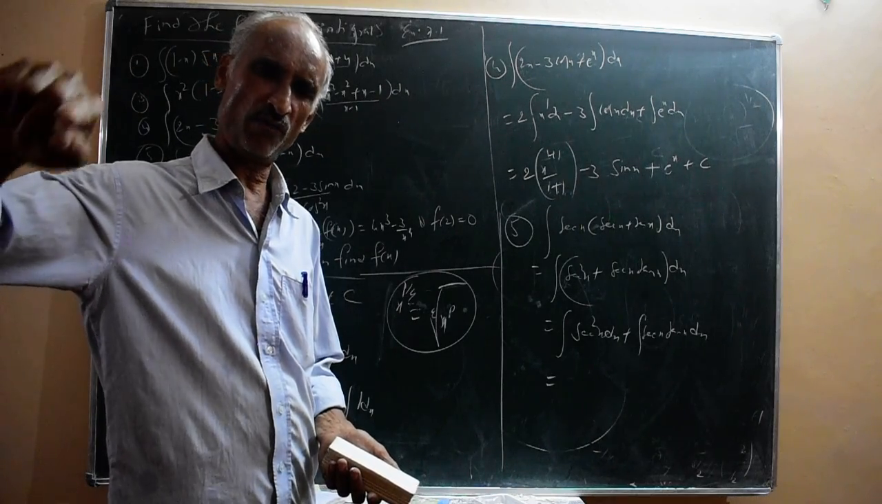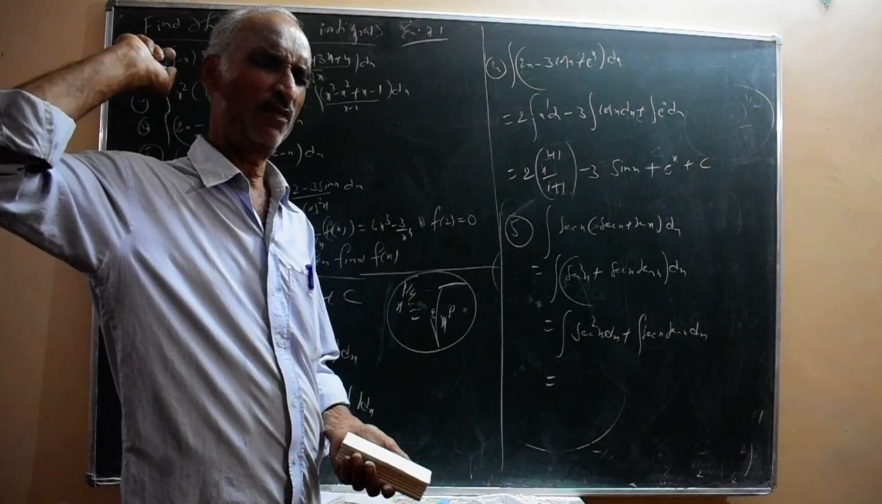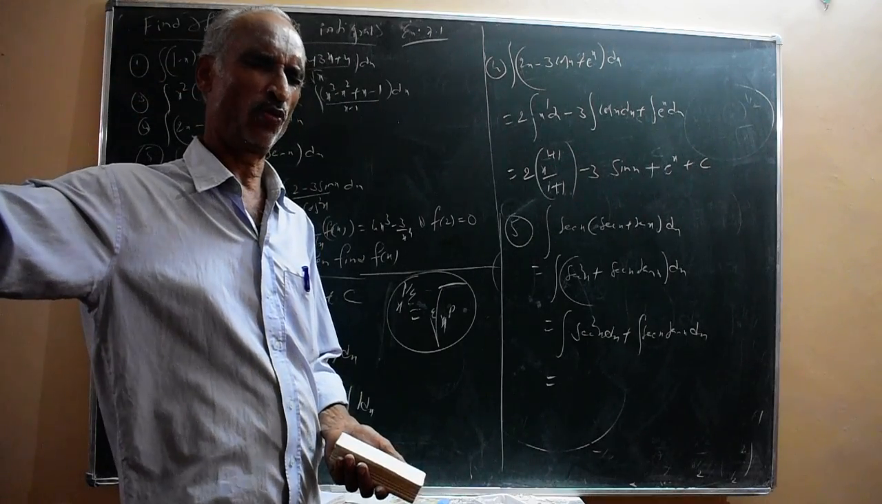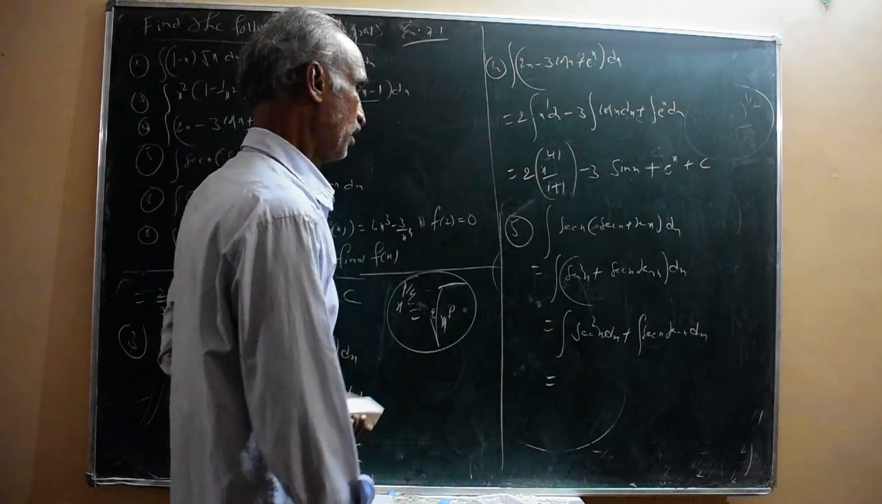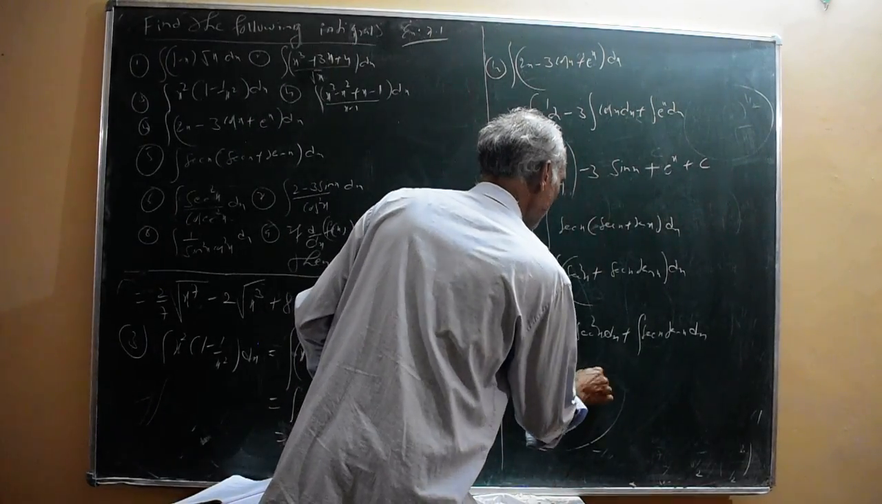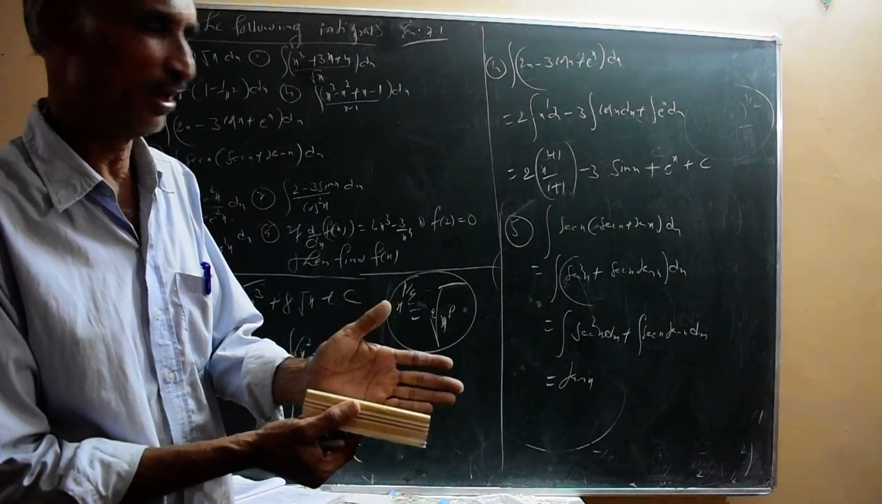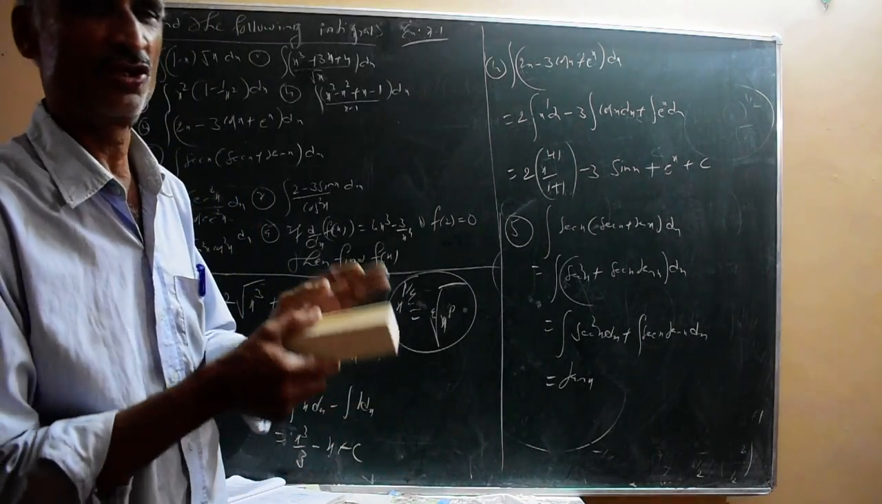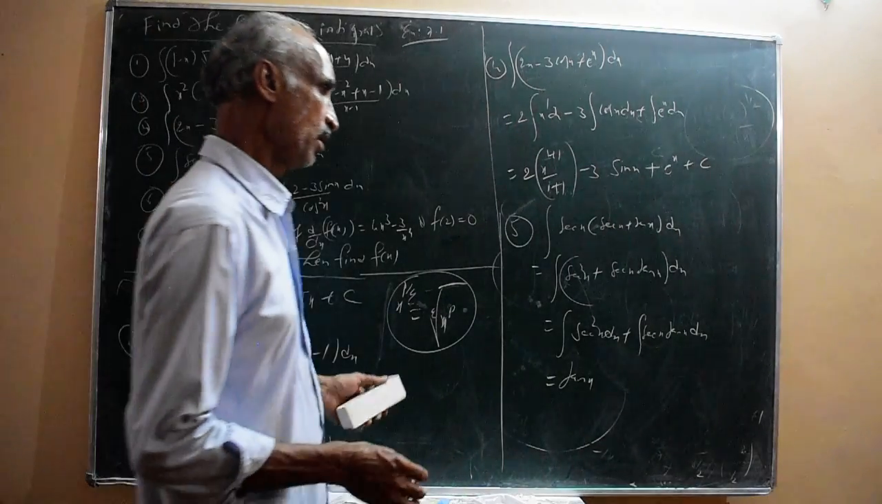By the definition of integration, integration is the antiderivative. By differentiating a function, you get the differential coefficient. By integrating that differential coefficient, you get the original function. Therefore, this sec square x gives tan x. Look at the chart of integration formulas and search for it. Integration of sec square x is tan x. There is no need to worry about how it came.